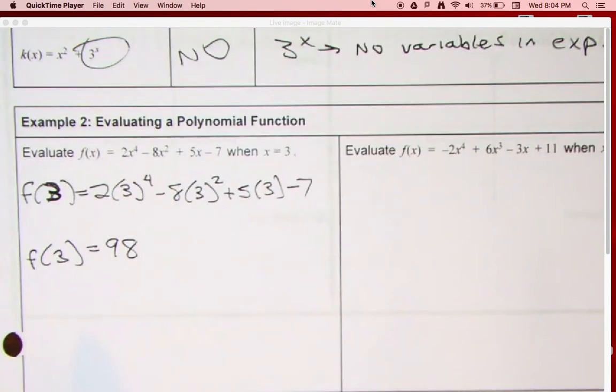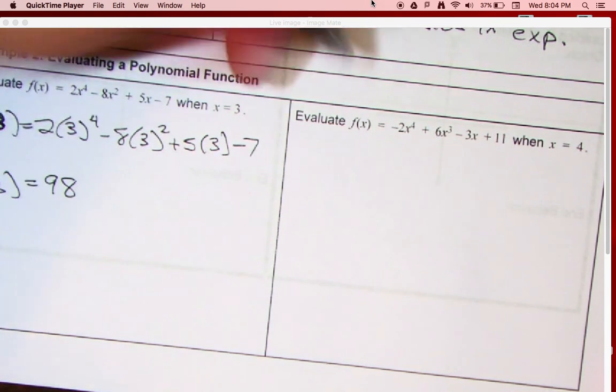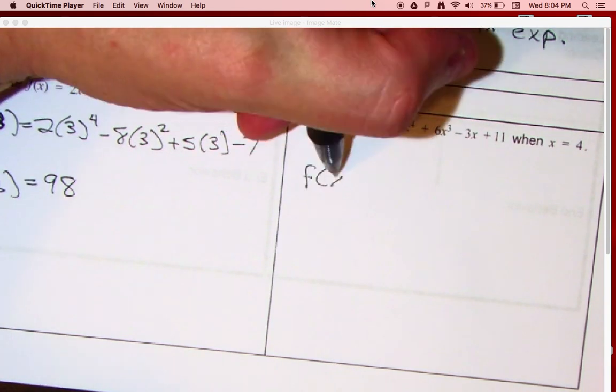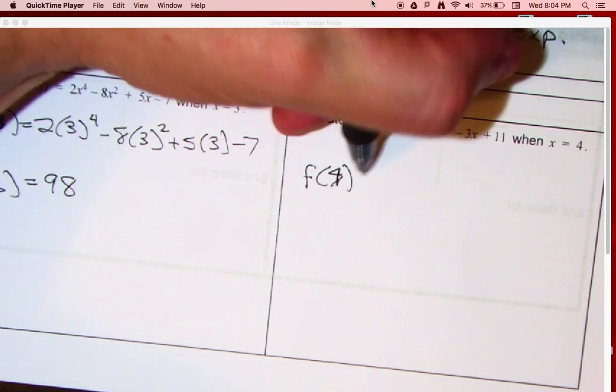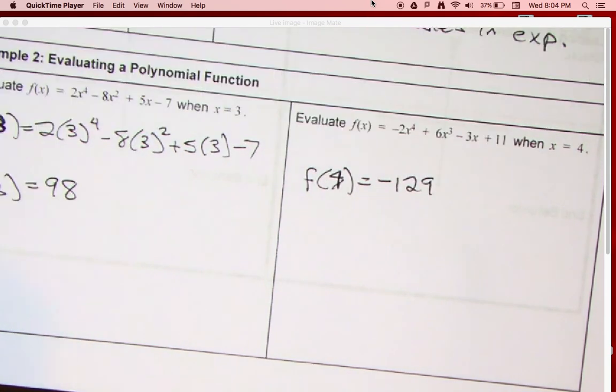For the second one, we would want to plug 4 in there. And I'm going to have you guys do that. So pause this. And you should get negative 129. Okay?